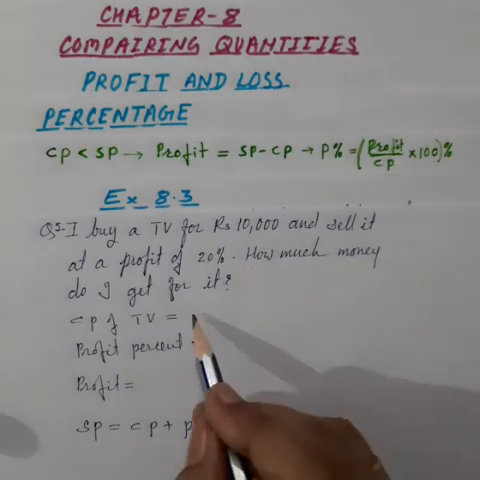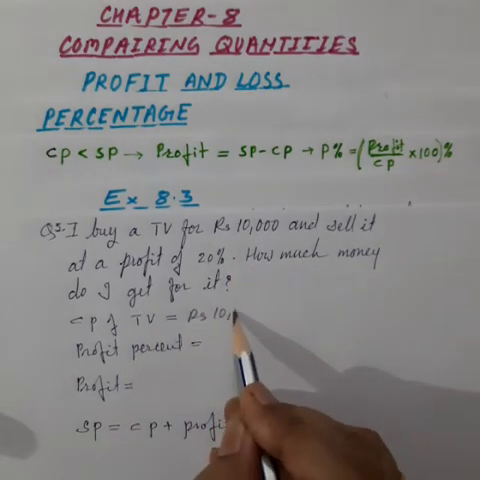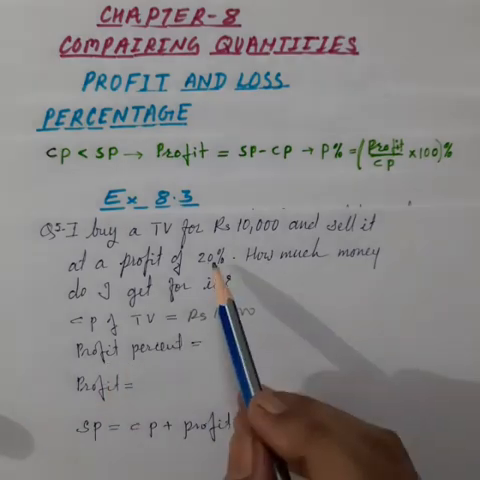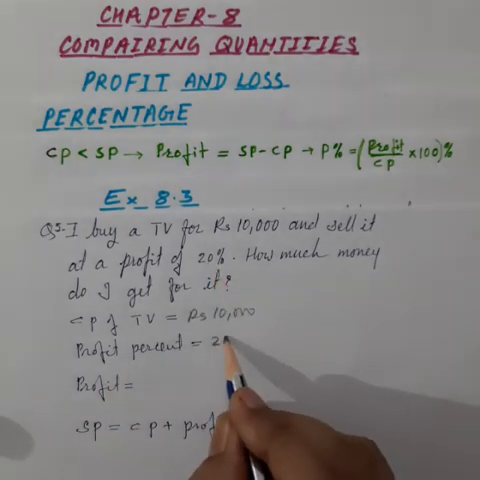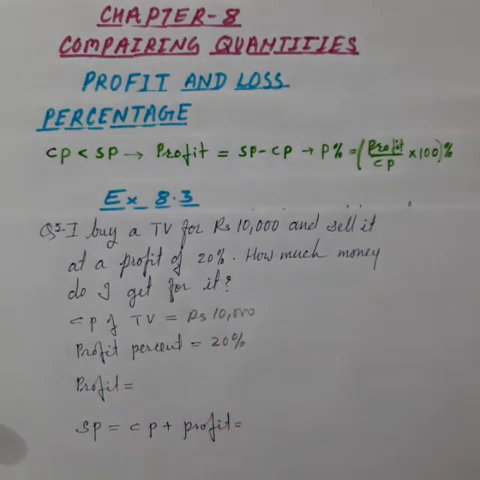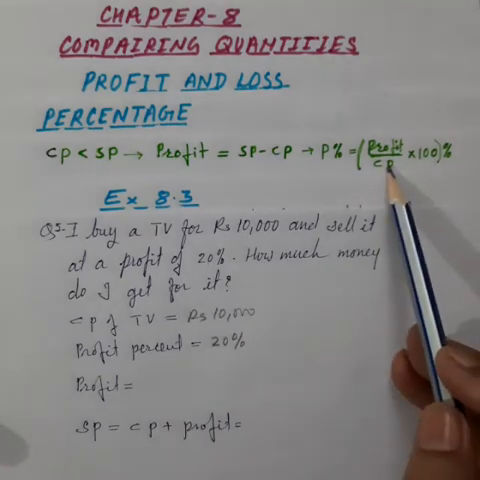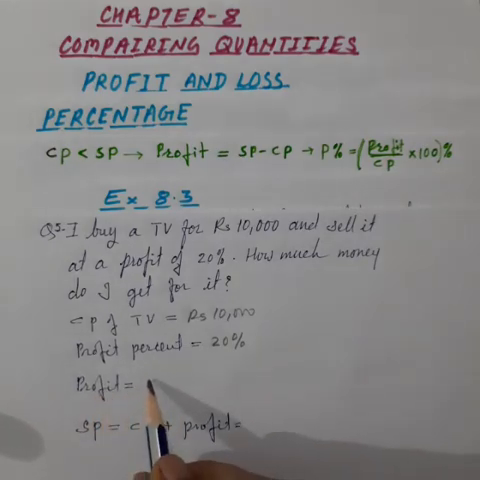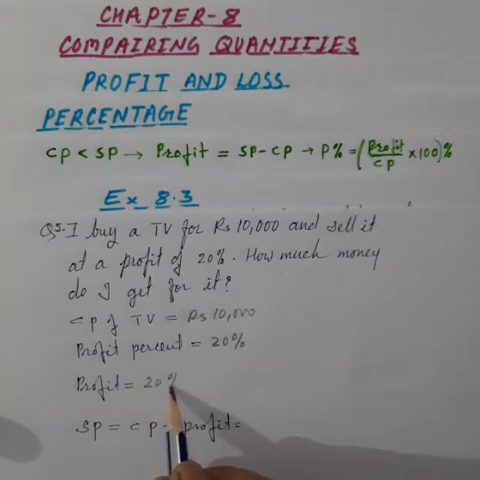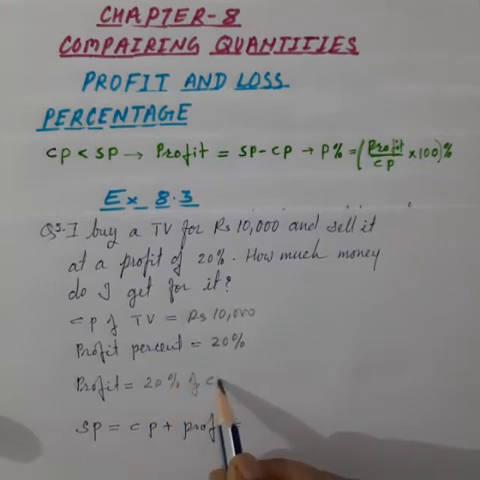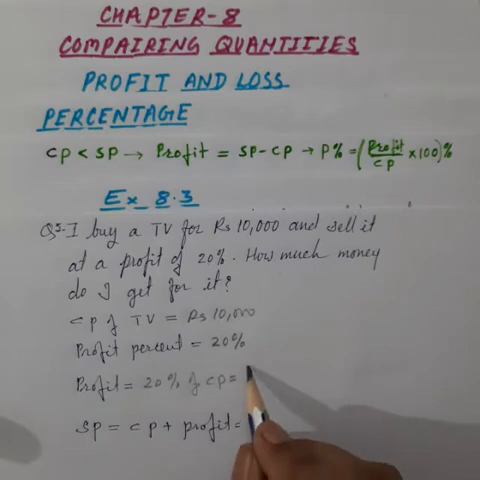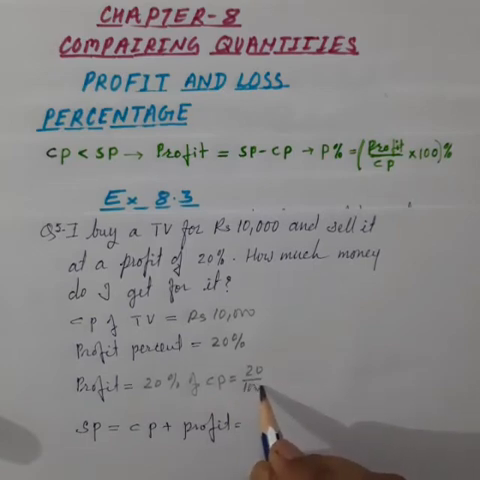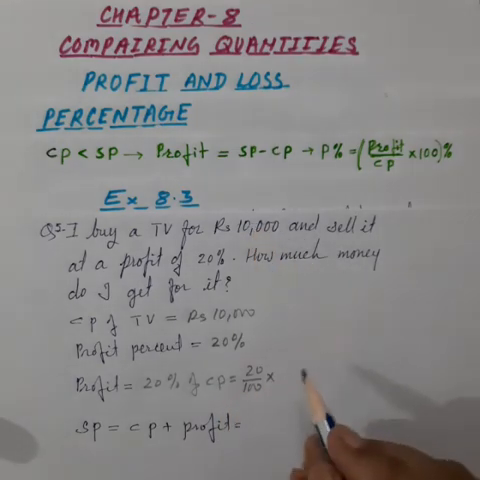The cost price of the TV is rupees 10,000 and a profit percent is given. It is 20%. Always profit or loss percent is calculated on cost price. So here first find out the profit. Profit is 20% of cost price. Now let us find it out. 20 for percent, 100 in the denominator, of means into cost price, which is rupees 10,000.